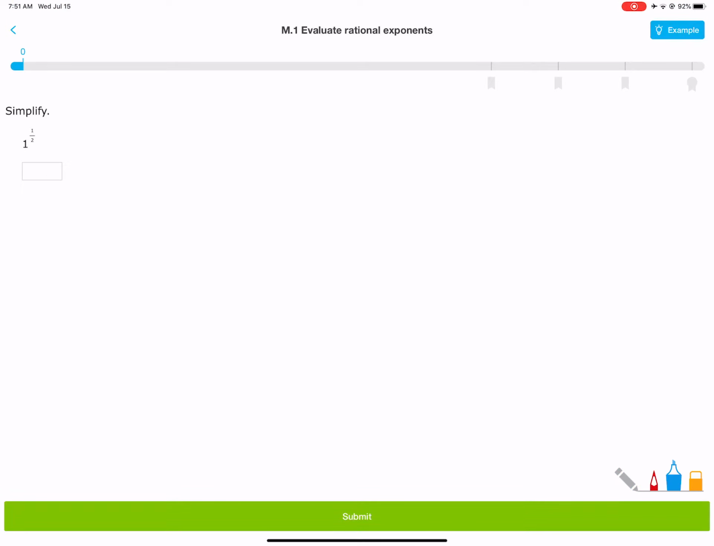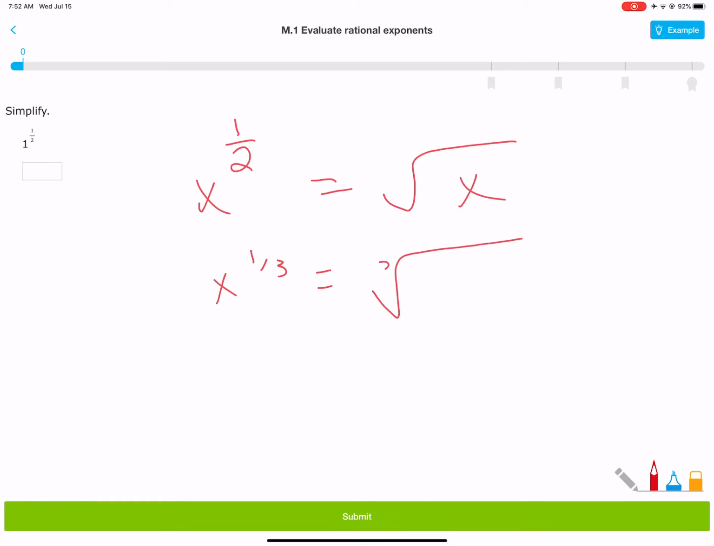Whenever we see an exponent that is a fraction, it means the same thing as a root. So, when we have 1/2, when we have a number to the 1/2 power, it would be the square root. A number to the 1/3 power would be the cube root. A number to the 1/4 power is the fourth root. Okay? Do you guys see how that works?